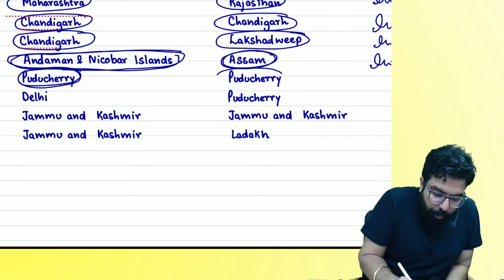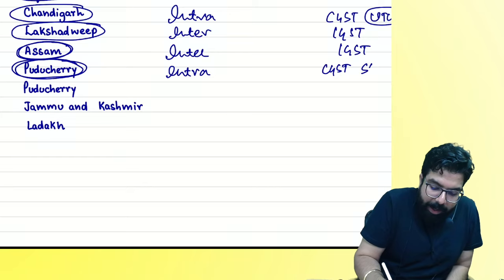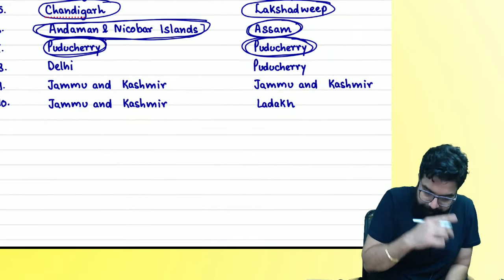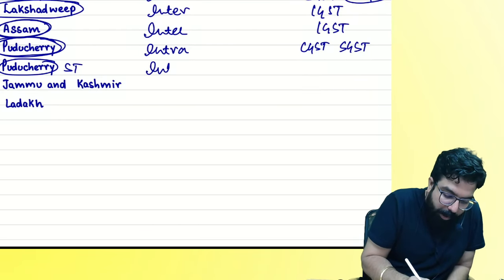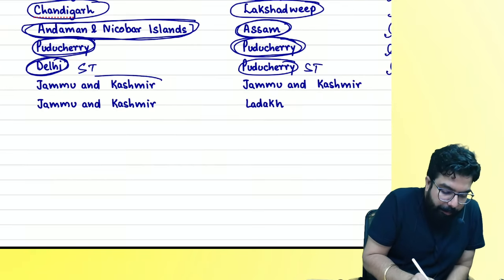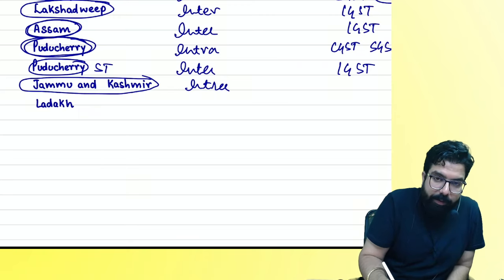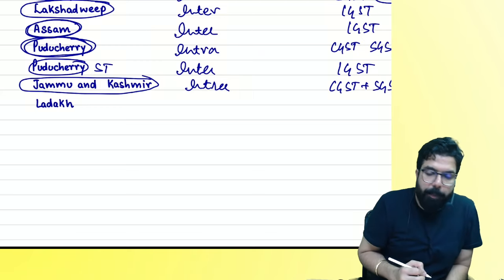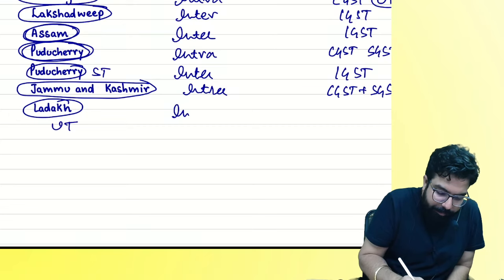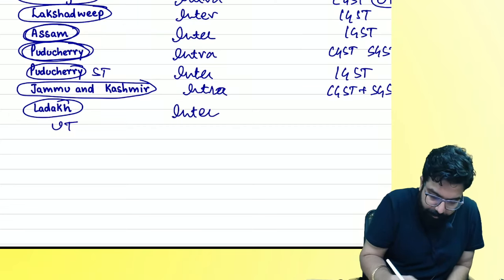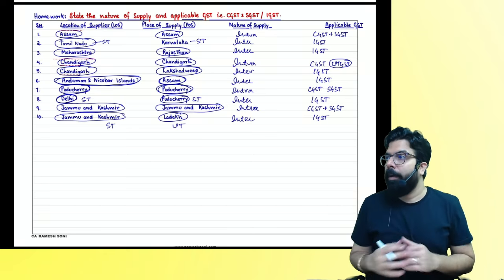Puducherry to Puducherry. State. Inter or intra? What will you charge? CGST and SGST. Are we clear, everyone? Next. Delhi, what is it? Puducherry. Inter or intra? Inter. What will you charge? IGST. Jammu and Kashmir. State. Jammu and Kashmir. Inter or intra? Intra. What will you charge? CGST and SGST. Are we all 100% clear? Jammu and Kashmir, State. Ladakh. What will you charge? Inter or intra? Are we all 100% clear with this? Anything we wrote wrong? Now everything is correct. Are we all clear?